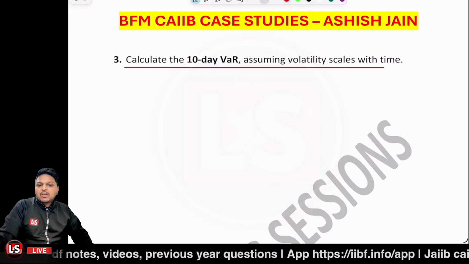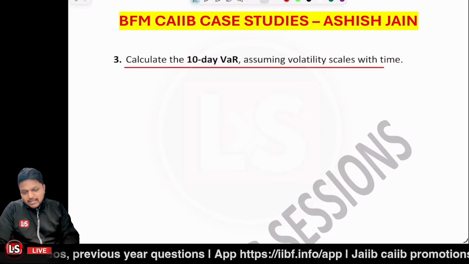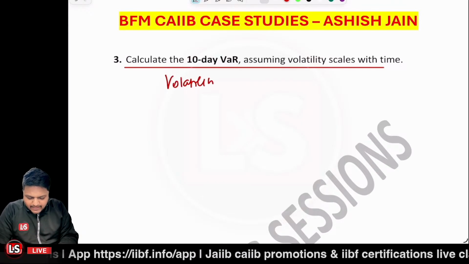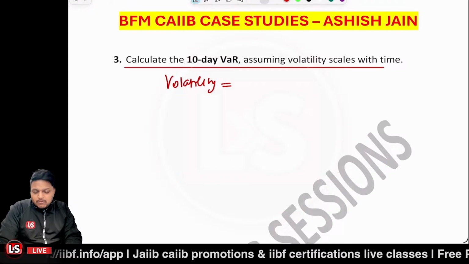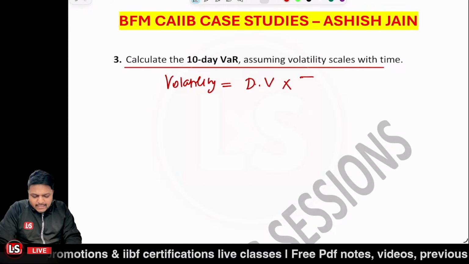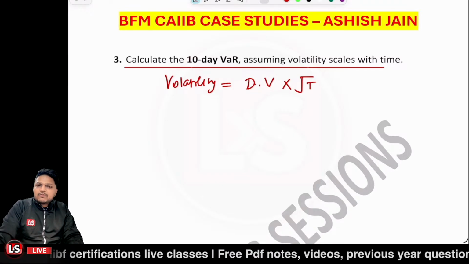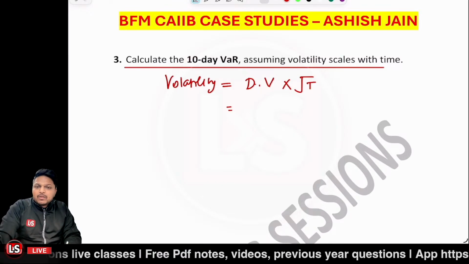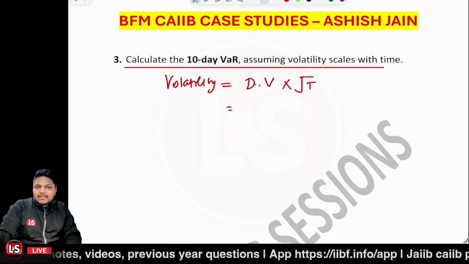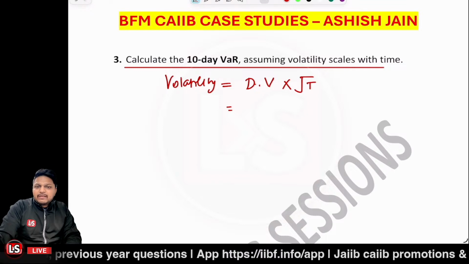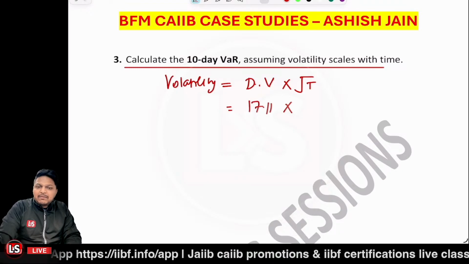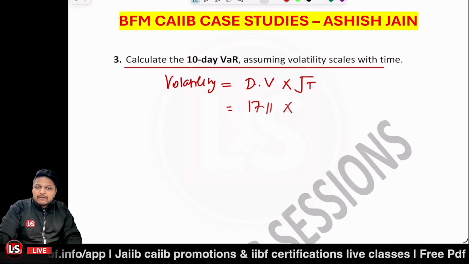After that, question number 3: calculate the 10-day VAR assuming volatility scales with time. Now for 10-day VAR, we have to calculate the volatility for 10 days. So volatility for 10 days would be equal to daily volatility multiplied by the square root of the time period. This would be the formula. The daily figure that we have calculated comes out to be 17.11, and multiplying it with the time horizon, that will be equal to what?